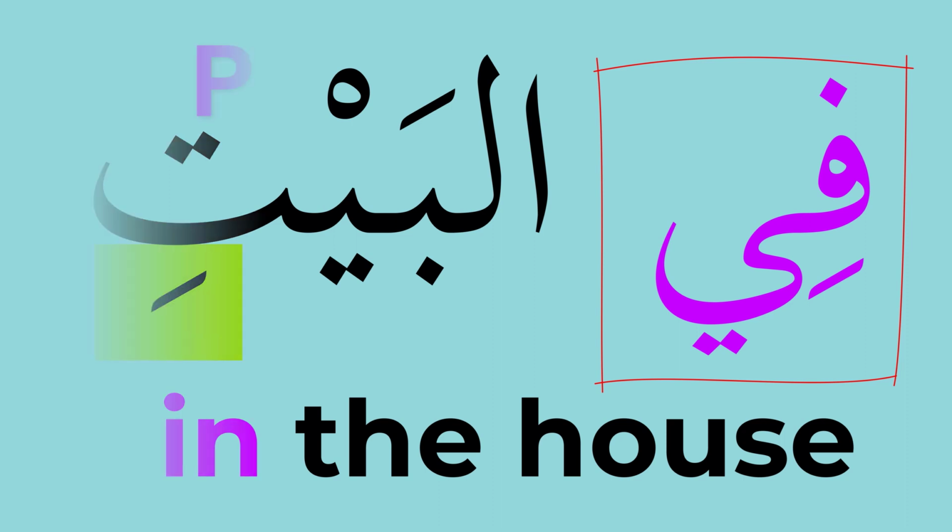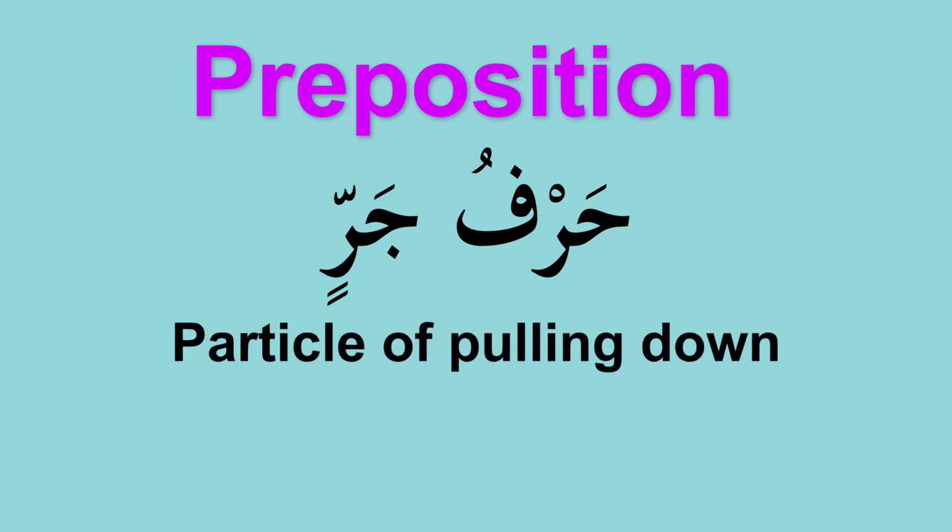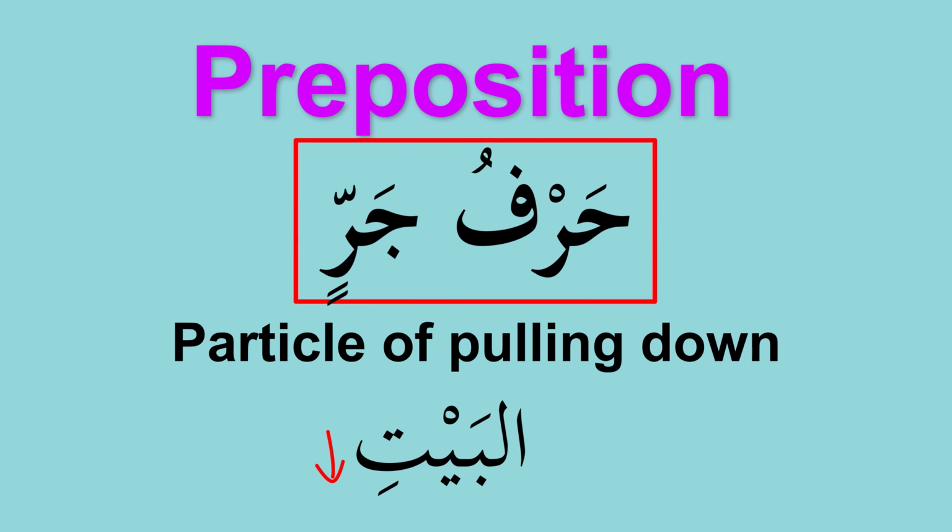What is called preposition in Arabic? Harfu jarrin. Particle of pulling down. What did it do? From tu, it pulled it down to ti. Who did that? Sister, did you do it? I didn't do it. Somebody did it, pulled it down, and that was harf jar. So brothers and sisters, this is our start of learning the majroor form.